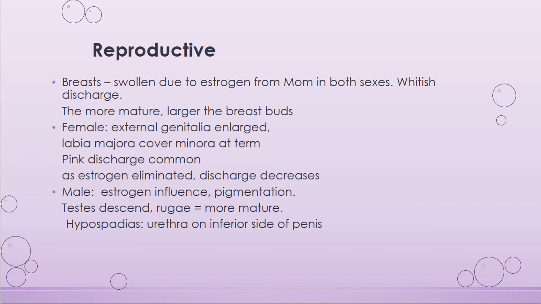The testes should be descended. You'll see rugae on the scrotum. That equals a more mature male infant.